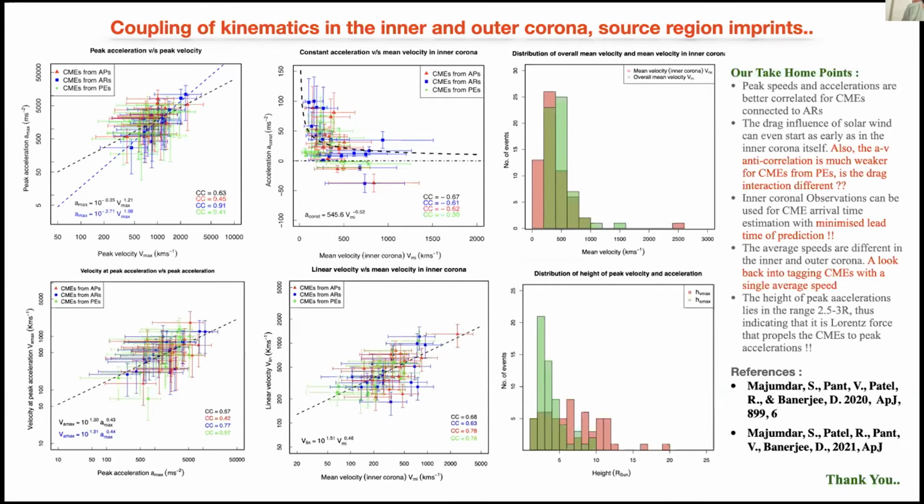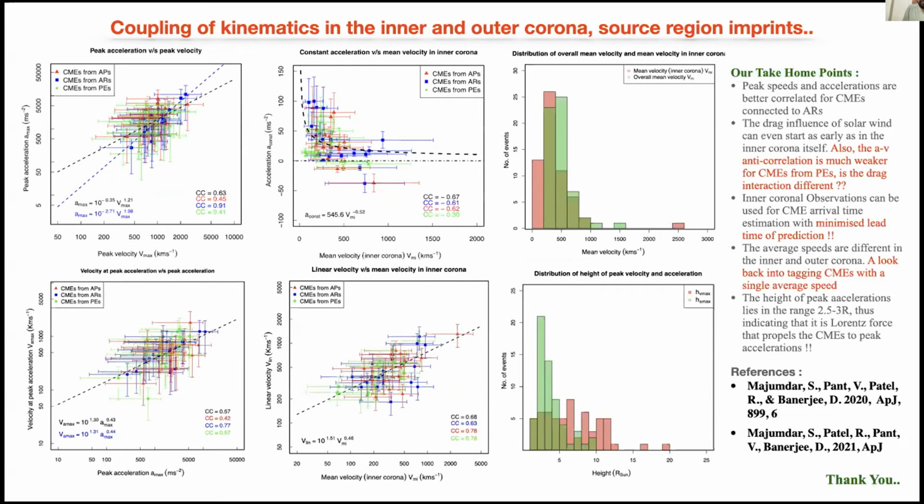Also, I would like to emphasize that in these two distributions on the right-hand side, in the third column, we have plotted the mean speed distribution in the inner corona and the outer corona. And what we see is that the speed distribution shifts towards the right-hand side, towards the higher speeds. So this again tells you: will it be really wise to tag a CME with a single average speed, because the distribution itself changes as the CME propagates from the inner to the outer corona?